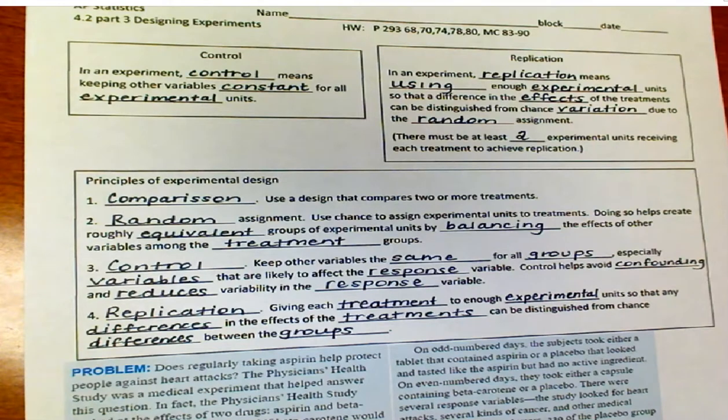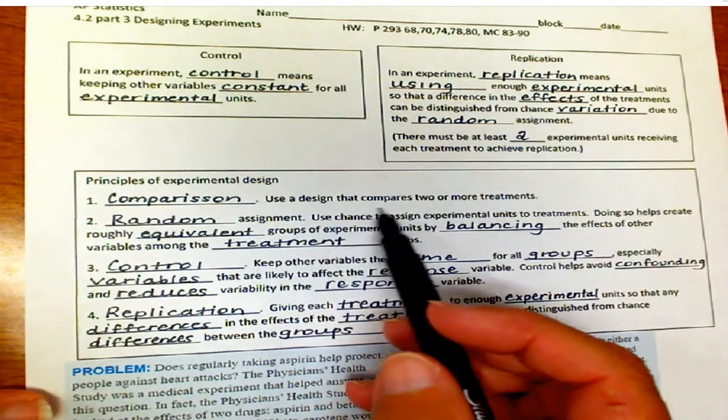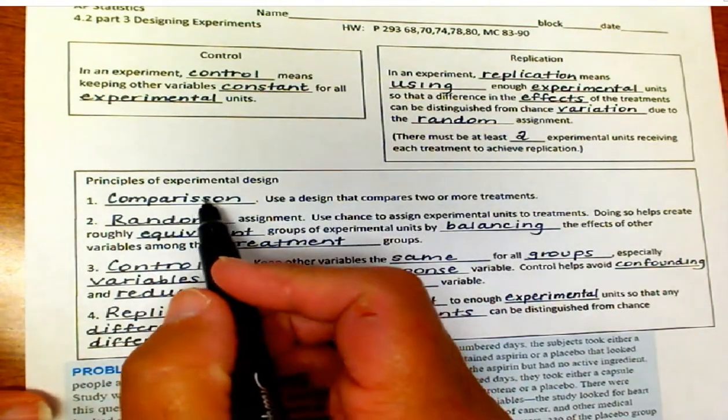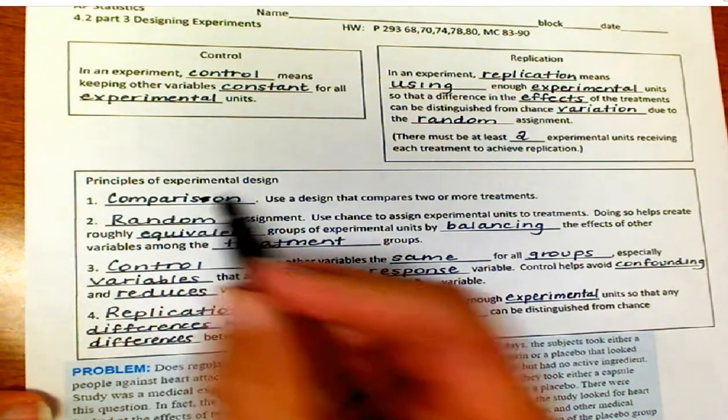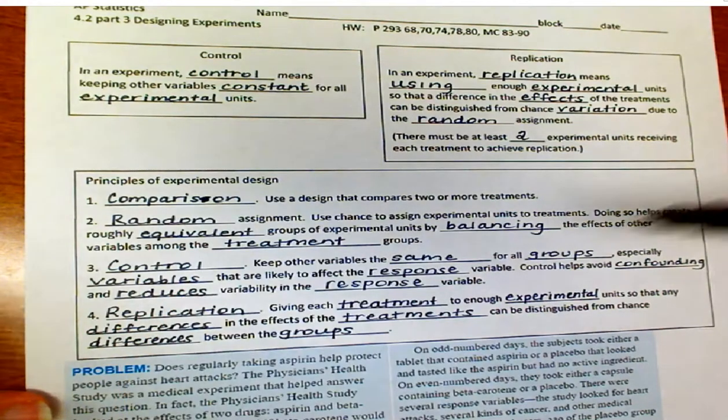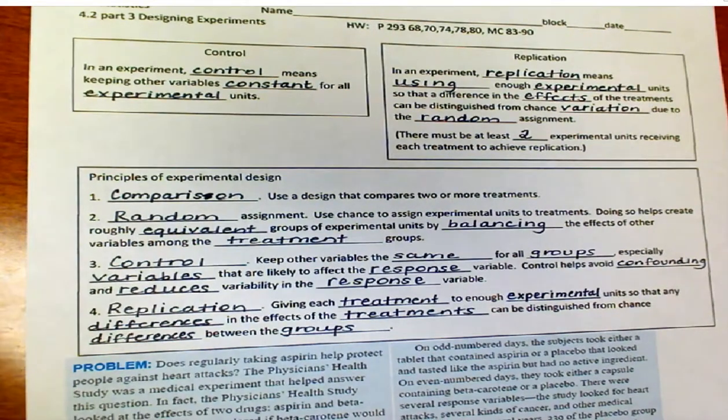And then we're going to go through the 4 principles of experimental design. 1, comparison, which I believe is misspelled. Sorry about that. I got an extra S. Using a design that compares 2 or more treatments. Okay. So we have comparison. We've got to have random assignment. Use chance to assign experimental units to treatments.